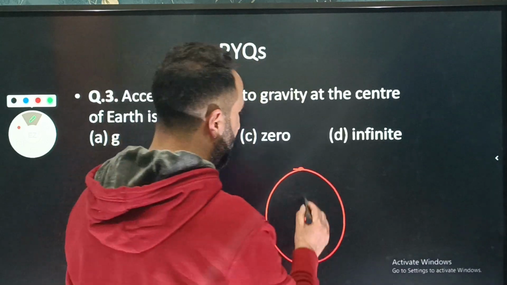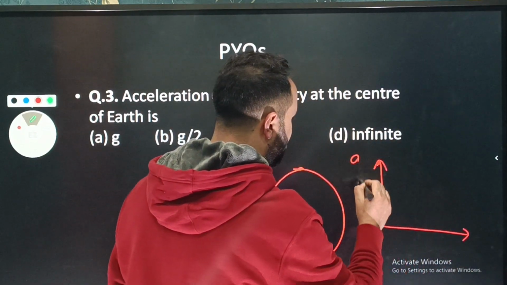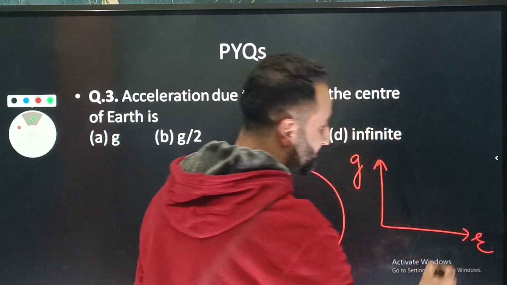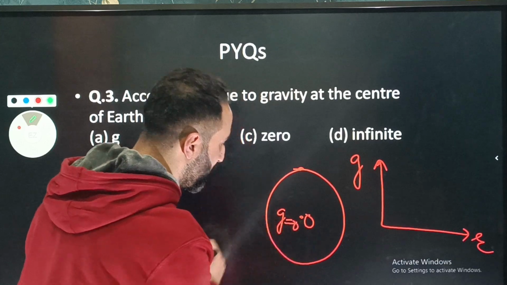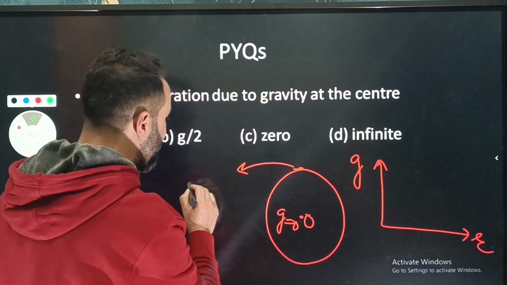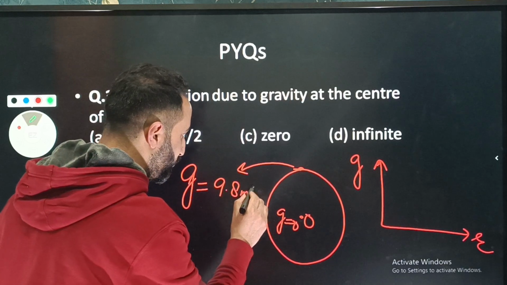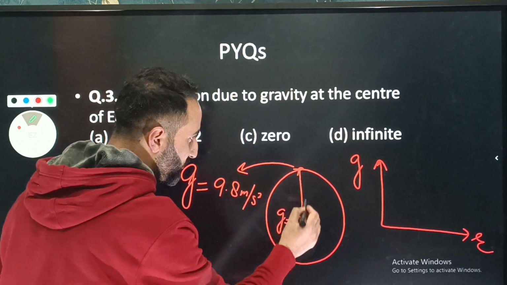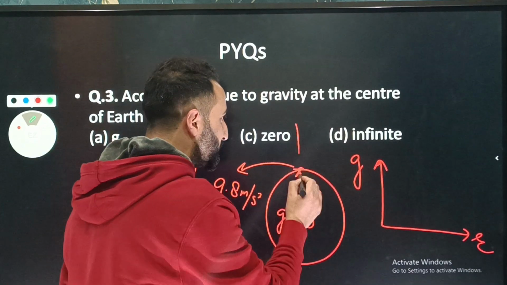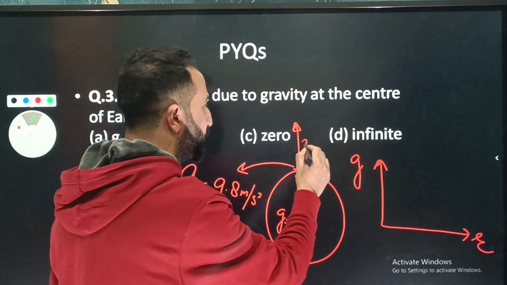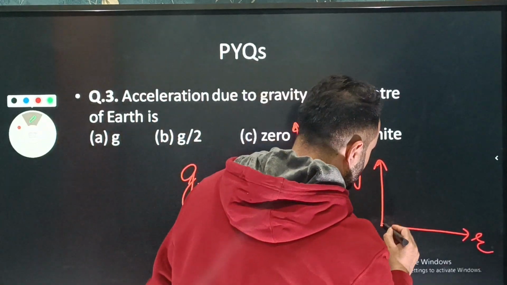If you remember the graph, it will be something like this: the variation of acceleration due to gravity with the radial distance from the center of Earth. At the center, acceleration due to gravity is 0. At the surface, it is maximum, 9.8 meter per second square. From center to surface it increases, then from the surface onwards with height it again decreases. So the graph is somewhat like this.